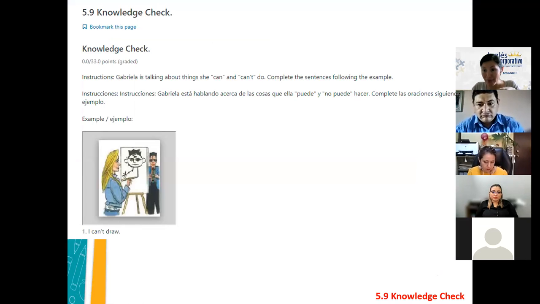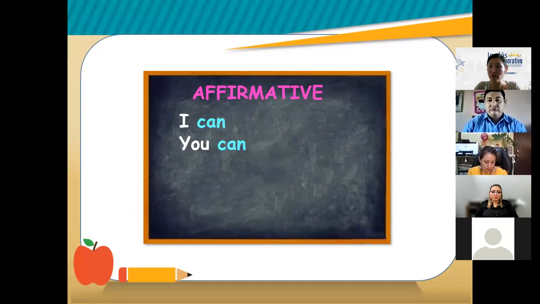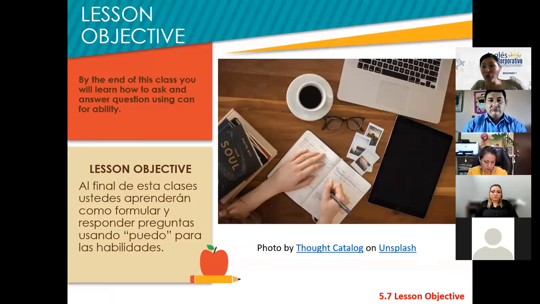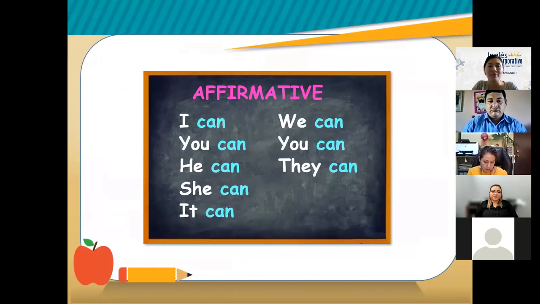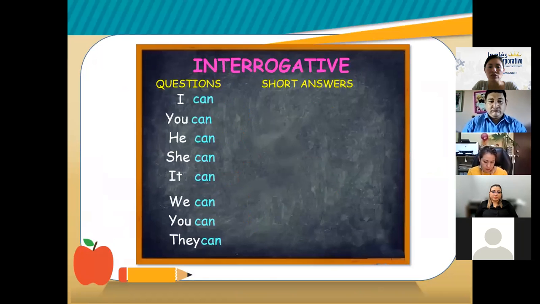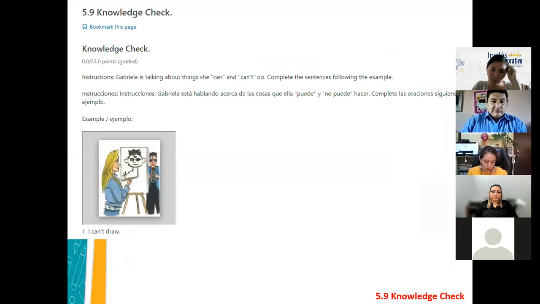Y por eso es que está esta parte de la plataforma, porque cuando estamos hablando de can and can't, con eso exactamente es con lo que se empieza, pronunciation, right? ¿Por qué? Porque tiende a ser un poco confuso, right? That's the reason. Okay. So, luego, después de esta sección, pues van a tener el punto 5.9. In 5.9, that's going to be a knowledge check, right, for can and can't.